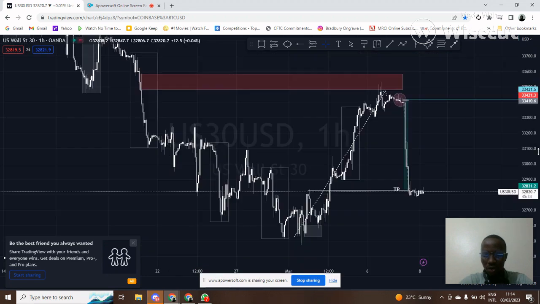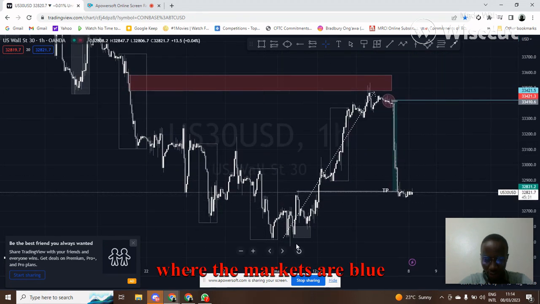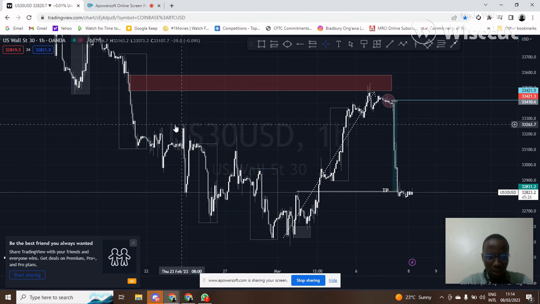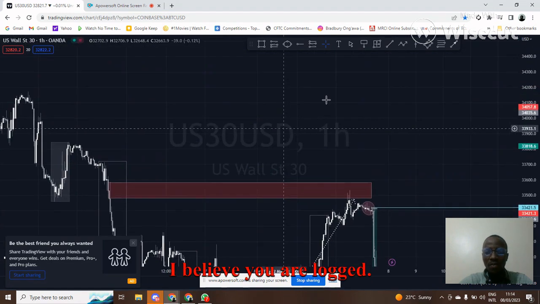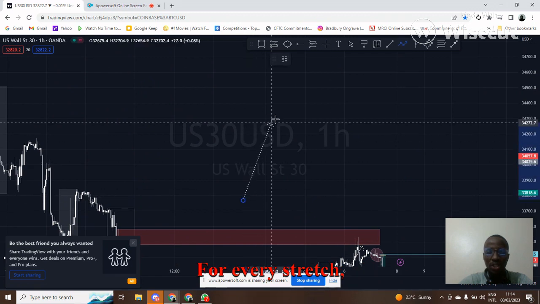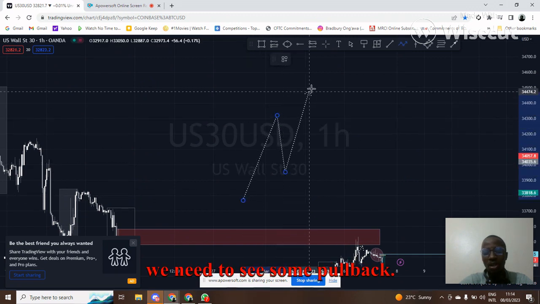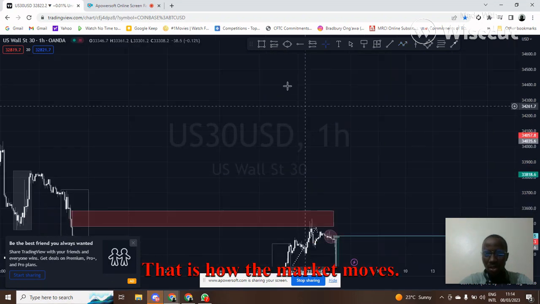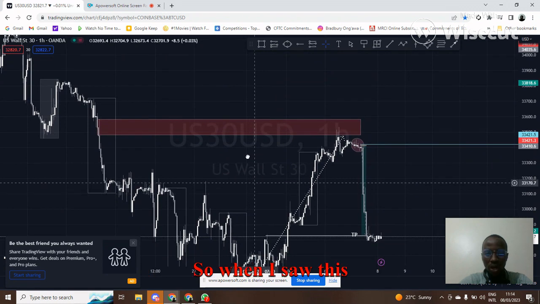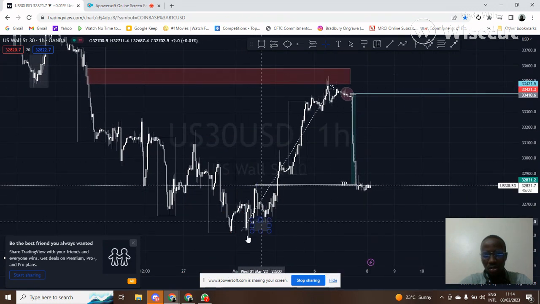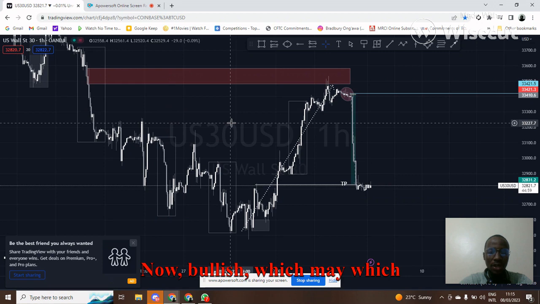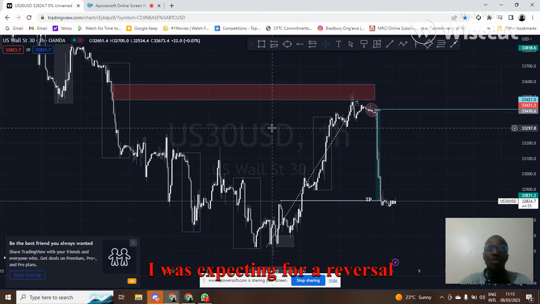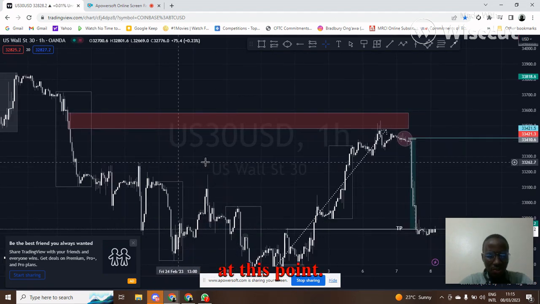Let me go to 1 hour. If you can see, we had a market breakout structure here, the second one, third one, even the fourth one. I believe you all know, for every stretch, we need to see some pullback, stretch, pullback, stretch. That is how the market moves. So when I saw this stretch in a bullish, which made a couple of BOS, I was expecting a reversal at this point here.